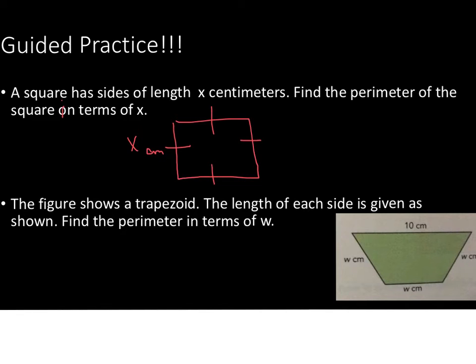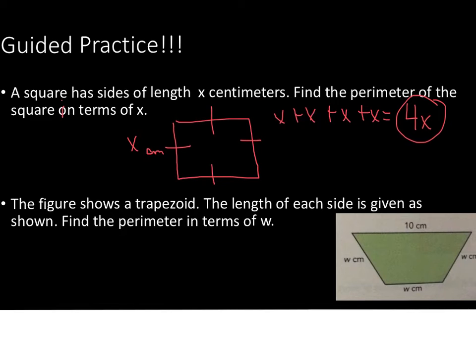All right, so to find perimeter, I know that I add up all the sides together. So this is x plus x plus x plus x, which would be the same thing as 4x. So the perimeter of my square is 4x, and my coefficient would be what? 4.